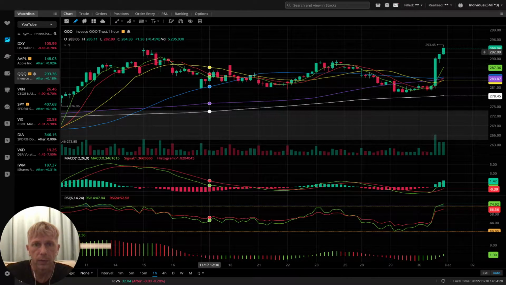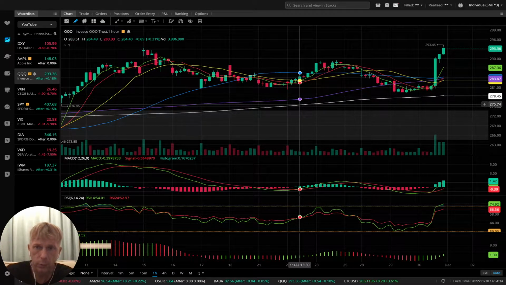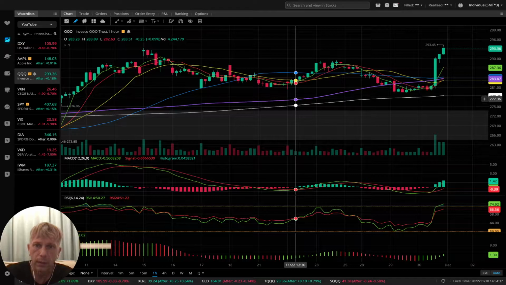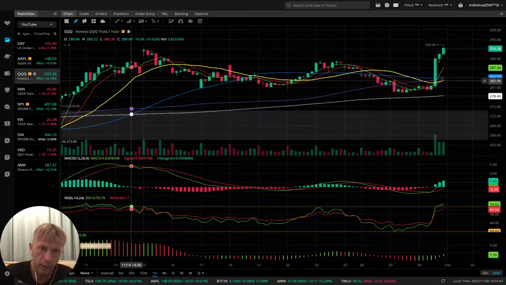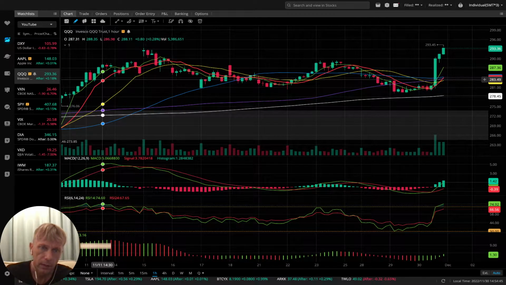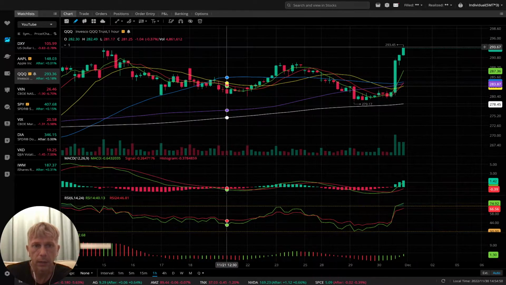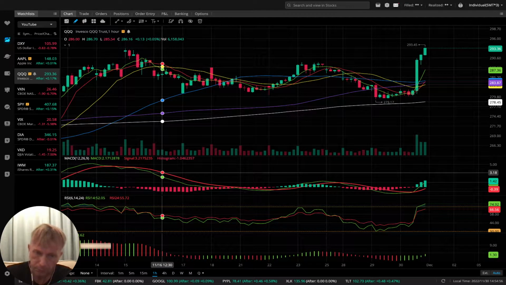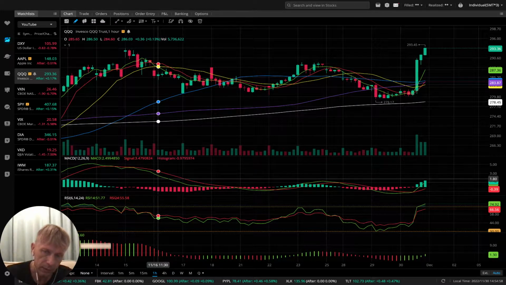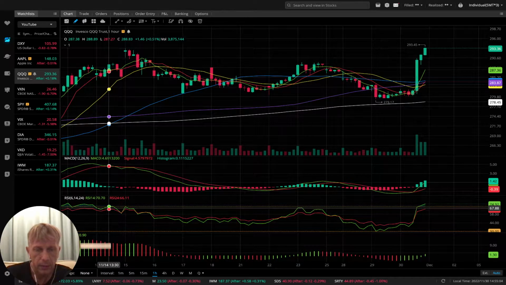Okay, let me briefly share my configuration. White line is MA 200, purple line MA 100, blue line MA 50, yellow line MA 20, red line MA 10, green line MA 5. And I am using MACD indicator. Red line is the signal line, and green line is the MACD line. Also RSI indicator. Red line is the signal line, and green line is the RSI line.